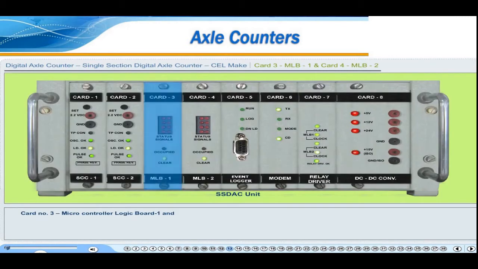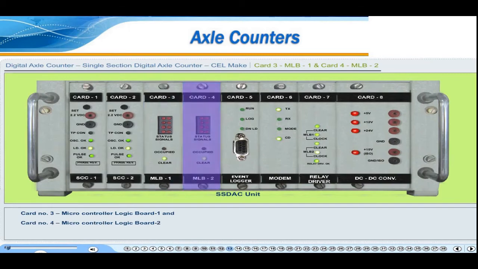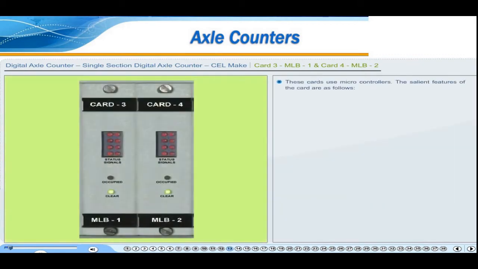Microcontroller logic board 1 and card number 4, microcontroller logic board 2. Two cards are used for 2 out of 2 logic. Both are identical and interchangeable. These cards use microcontrollers. The salient features of the card are as follows.